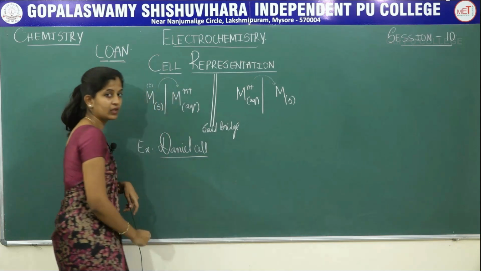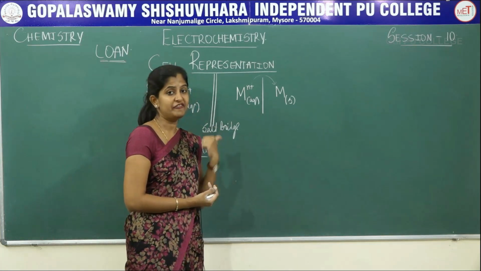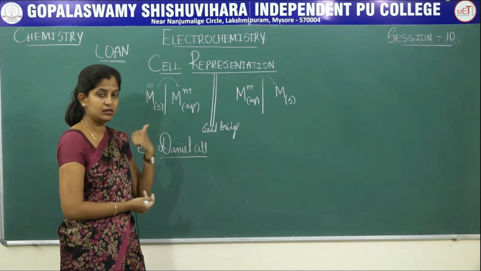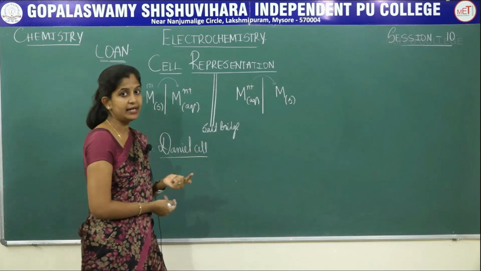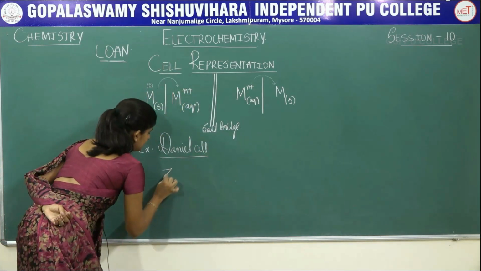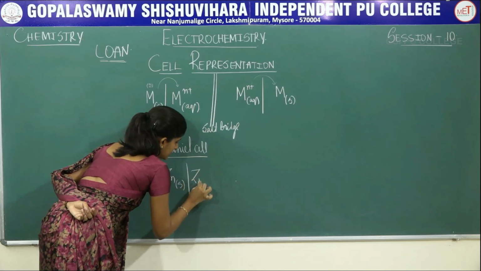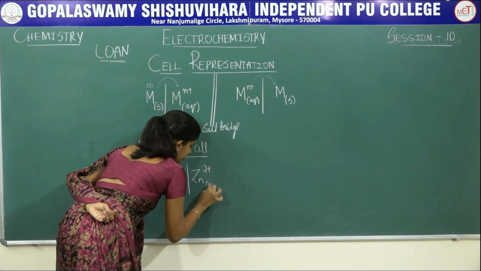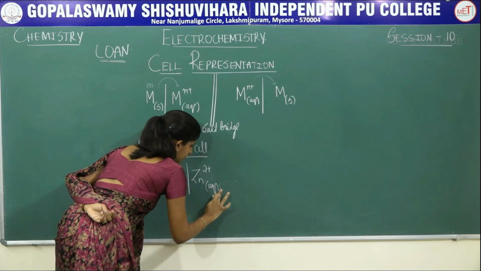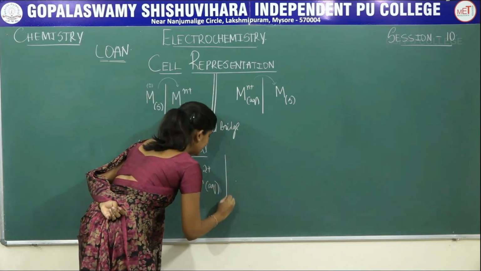Daniell cell. So what is present on the left hand side? In your session 9 we have seen that the left hand side is a zinc rod dipped in zinc sulfate solution. On the right side it is a copper rod dipped in copper sulfate solution. So, Zn rod dipped in Zn2+ solution, aqueous, followed by a double line.